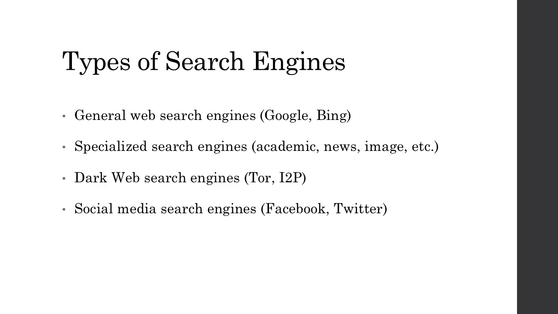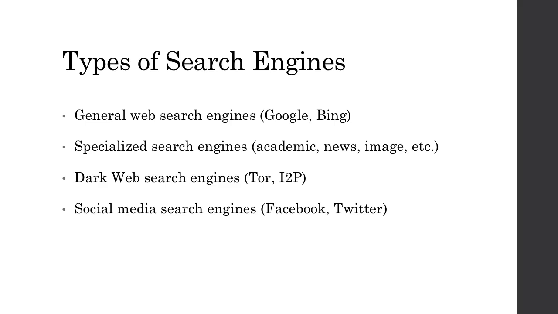Types of search engines. General web search engines, Google, Bing. Specialized search engines, academic, news, image, etc. Dark web search engines, Tor, I2P. Social media search engines, Facebook, Twitter. Here's a simple explanation with real-world examples.